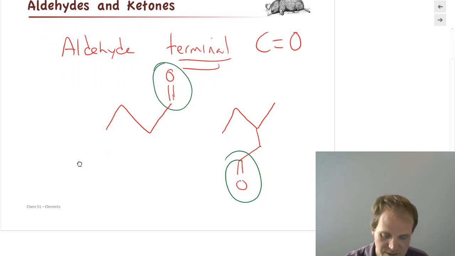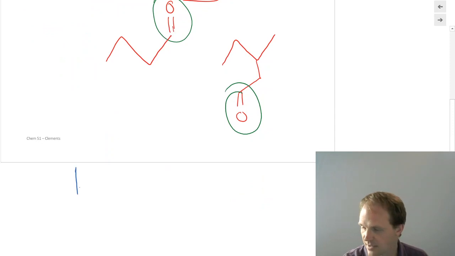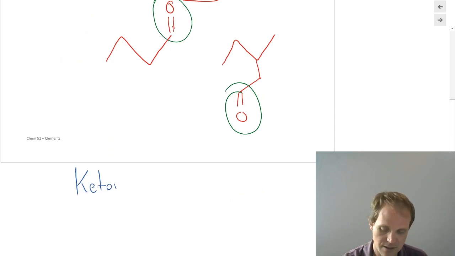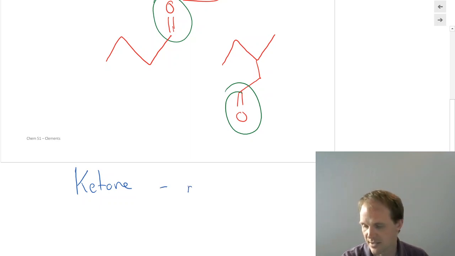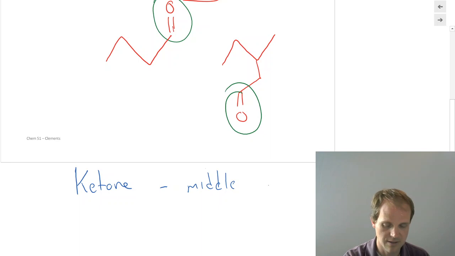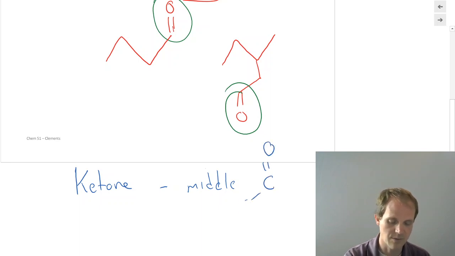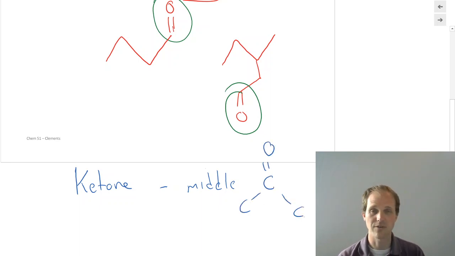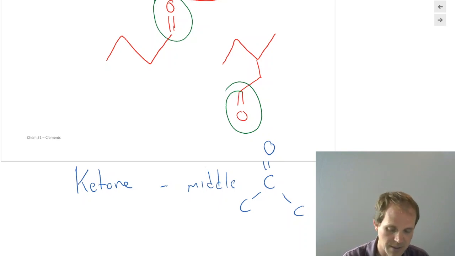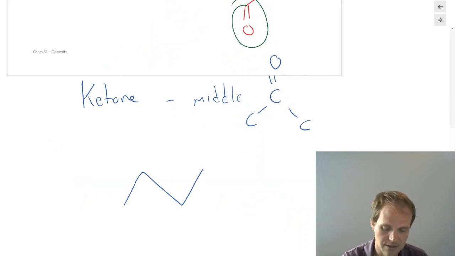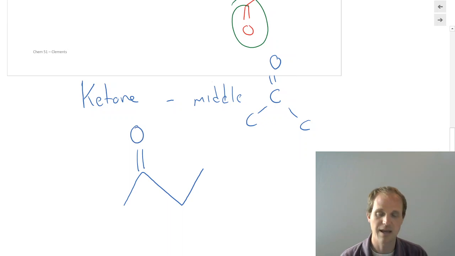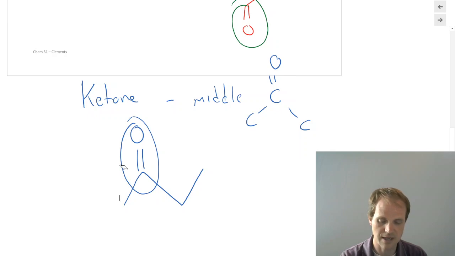Now, do you want to guess what the next one is? What do you think the ketone is? Aldehyde was a terminal C double bond O, and a ketone is a middle C double bond O, right? So we're going to have carbon over here and carbon over here. Whatever we want attached to those carbons is fine, but we've got carbon on one side and carbon on the other side. So if we put something right there, that would be a ketone. I've got a carbon with an oxygen attached to it, double bonded.